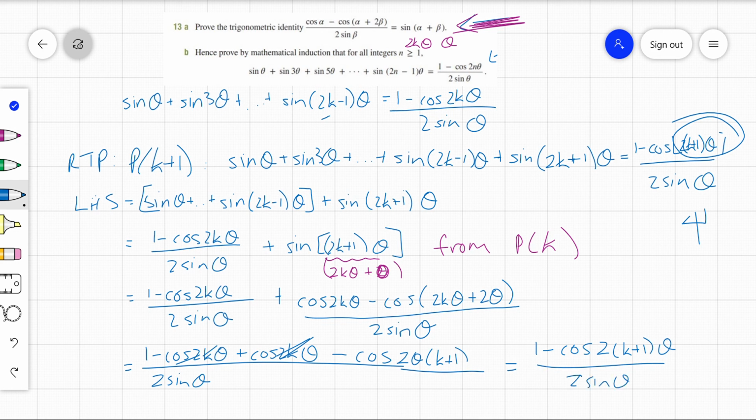So it does equal the right-hand side, therefore P(k) implies P(k plus 1), and therefore it's true for P(n), but P(1) is true, so it's true for all n greater than or equal to 1. All right, hope that helps.